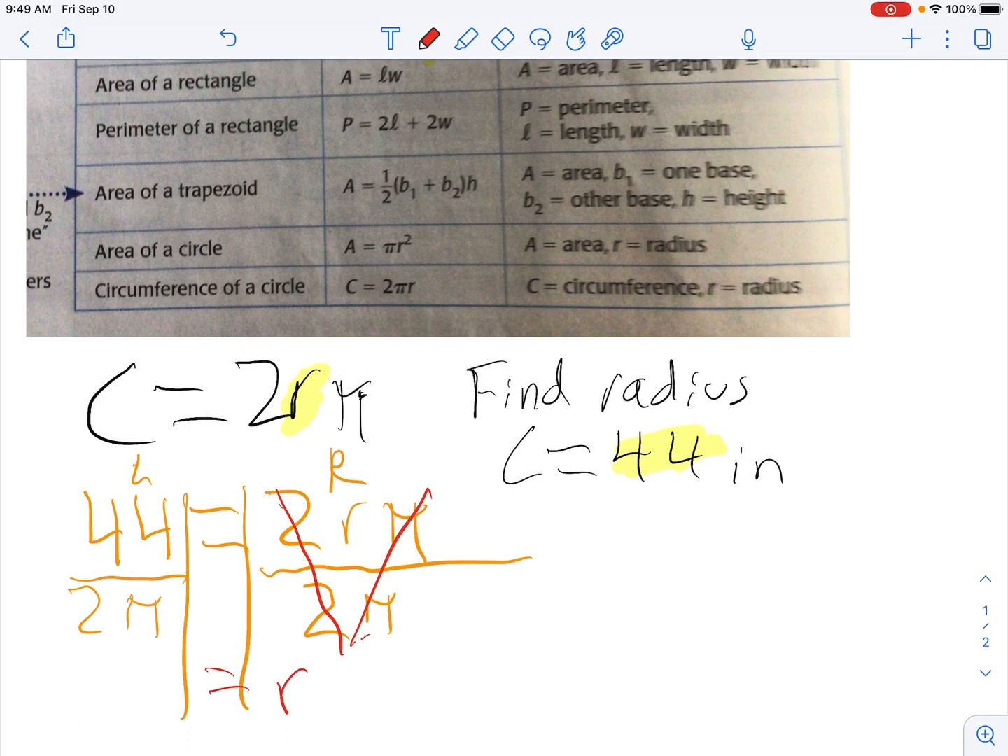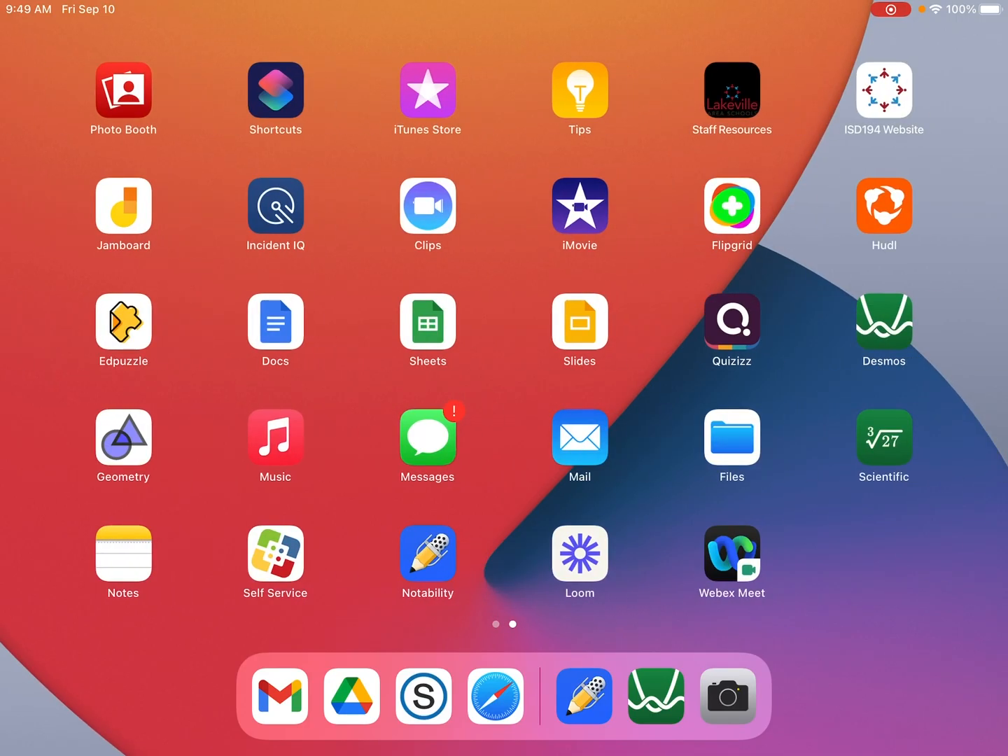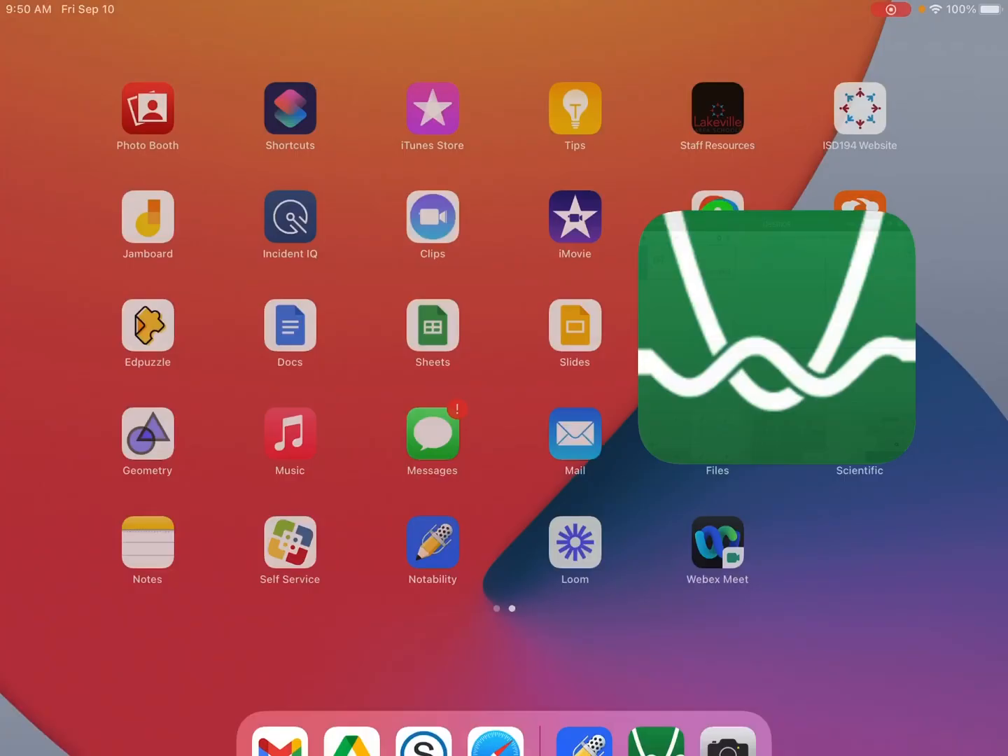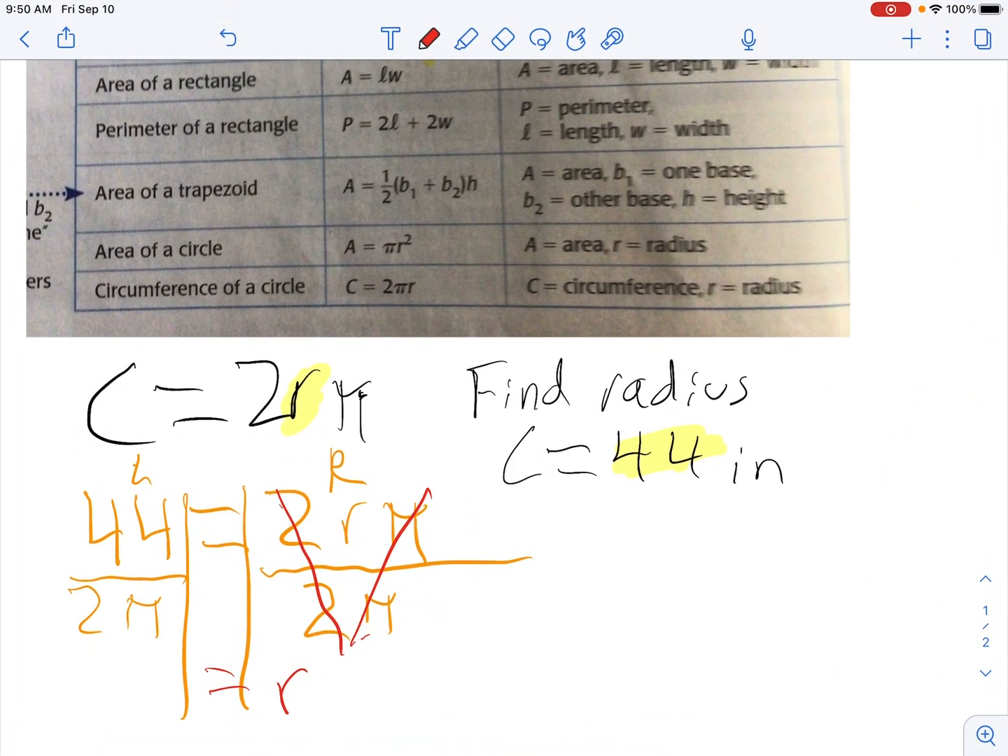Now, 44 divided by 2 pi is kind of a tricky answer to solve, so we're going to use our calculator. I'm going to type in 44 divided by, and I'm going to use parentheses to show 2 times pi. You can see that our answer is about 7.002817. Again, pi never ends, so we're not going to get a complete answer.